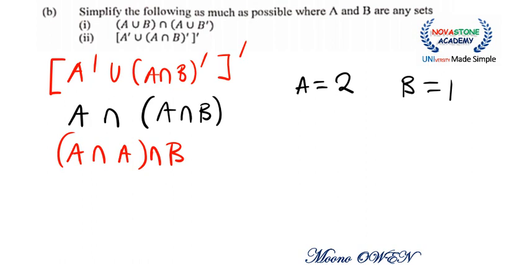Now that we've done that, let's find the intersection between A and A. If this is our A, what is common between A and A? Or what is common between U and U? It's U, right? So basically the intersection of A and A is just A. So I'm going to have A intersection B as my final answer. Basically this is how you simplify these sets.